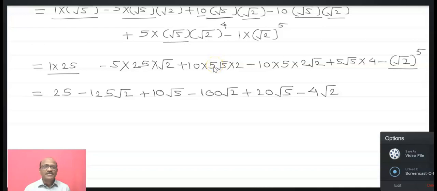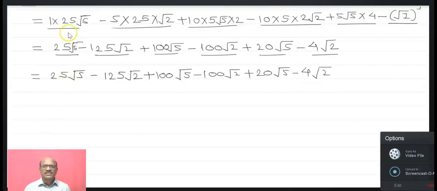Again I am changing here. What's happening? Now see this here. I had written this as root 5, that is 25 root 5. There is 125 root 2 as it is. Next is 10 into 5, 5 into 2, that is equal to 100 root 5. Here is 100 root 5.